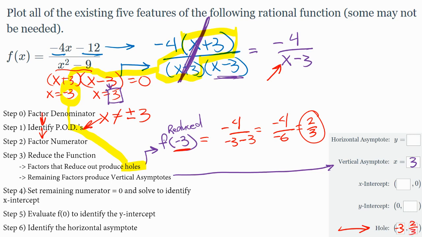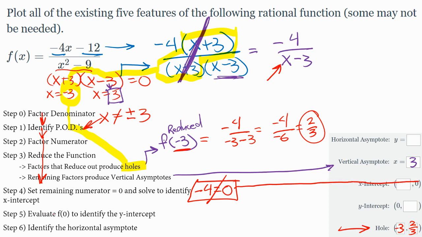And then we continue down our list. We're done with classifying our points of discontinuity. So we're going to set the numerator equal to 0. Well, that's going to be awkward because we got -4 equal to 0. And that should immediately say in our brain, that's not true, which means you have no x-intercepts. So you just cross that one out. This graph is not going to touch the x-axis.